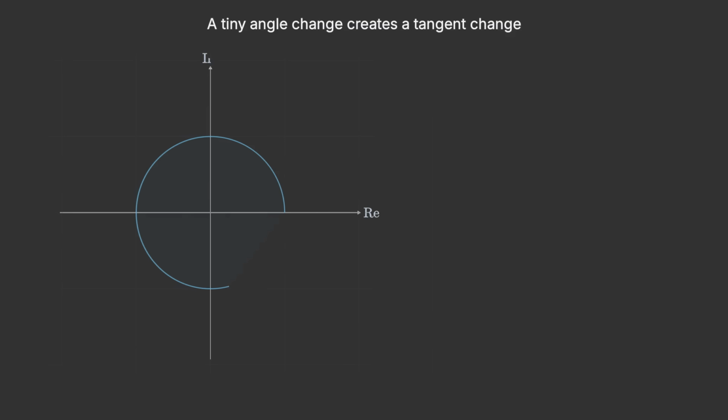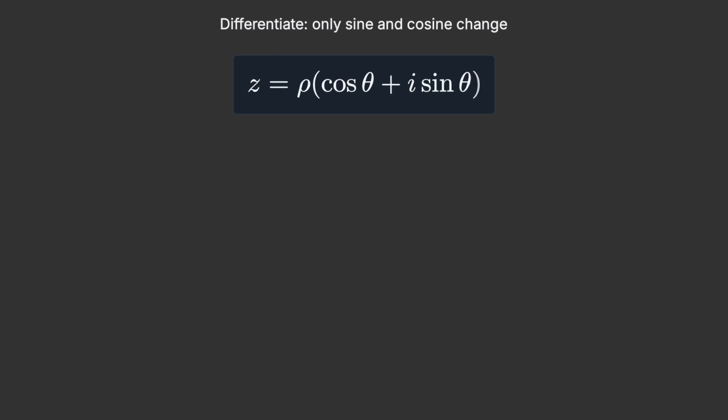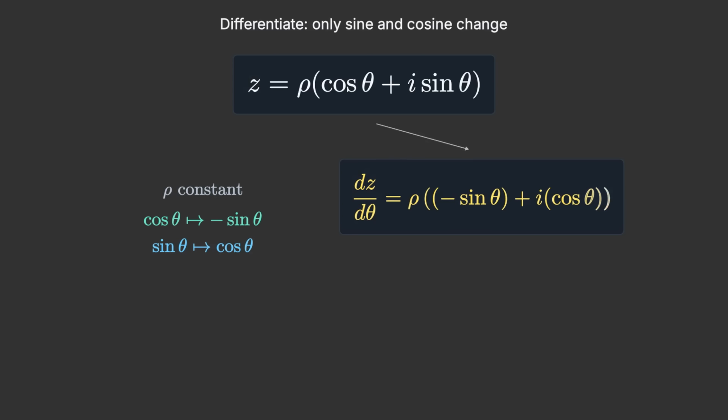Now we ask a physical question. What happens to z when the angle theta changes by a tiny amount d theta? The tip of the vector moves along a circle, and the small change dz is tangent to that circle. Differentiate z with respect to theta. Rho is constant. Cosine becomes minus sine. Sine becomes cosine. So the derivative is rho times (minus sine theta plus i cosine theta).